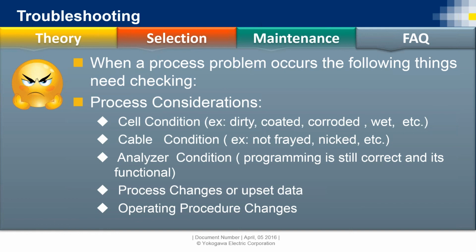So when a problem occurs, this is what we normally do. We check your cell condition, pull it out. I check to see if it's dirty, if it's coated, corroded, if the cable connection's wet, just like we do with pH. Make sure that there's no nicks, there's no frays from pulling it through the conduit. And then I check the analyzer programming.